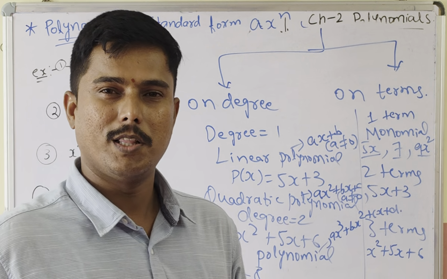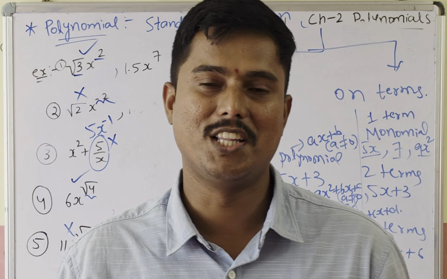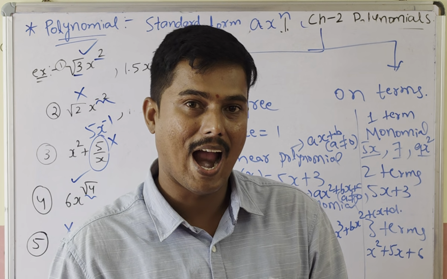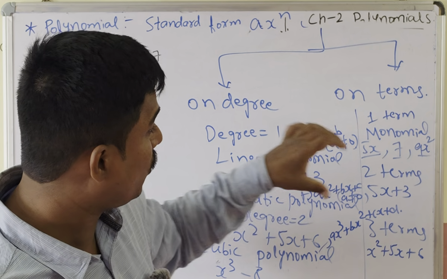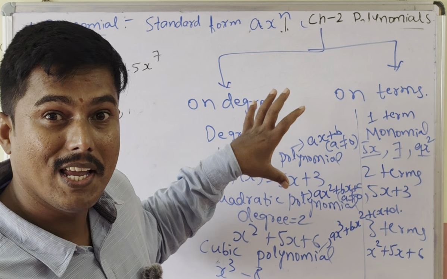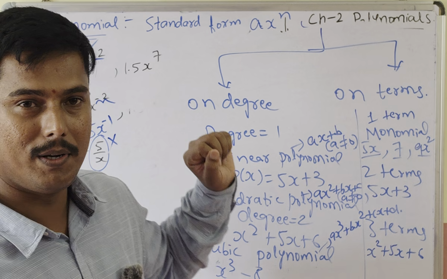So this is about the polynomial definition. What are we going to learn in this chapter of polynomials? On the basis of degree and on the basis of terms, and we are going to focus on the basis of degree in this particular chapter.